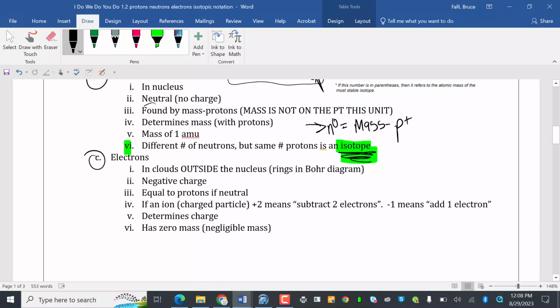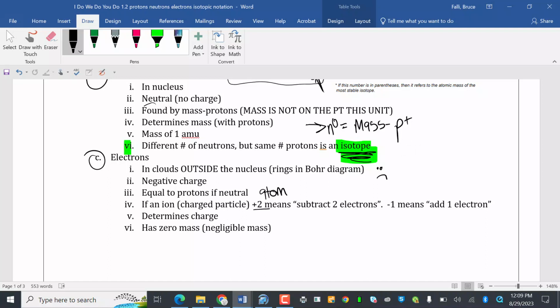Electrons are in clouds outside of the nucleus. They're rings in a Bohr diagram. Now, a Bohr diagram is a bad diagram, just so you know. It's got a lot of flaws in it, but we do use it enough just to show they're not in the nucleus. Electrons have a negative charge. Electrons equal protons if you're neutral. A lot of times neutral means it would be called an atom. Atoms are neutral. An ion is anything with a charge.